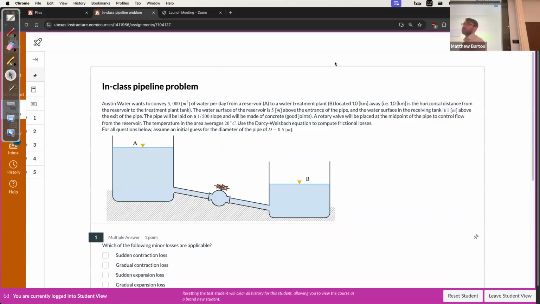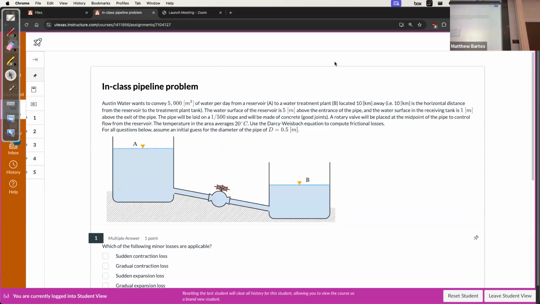And let's take a look at this problem together. So for the rest of class, I want you to work with those around you to solve this problem. And for this problem, I actually want you to do it from scratch. So I'm not going to give you a starter spreadsheet. I want you to formulate and solve the problem from scratch.